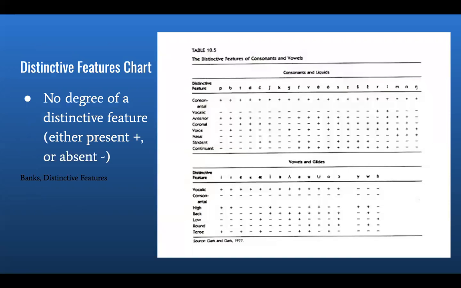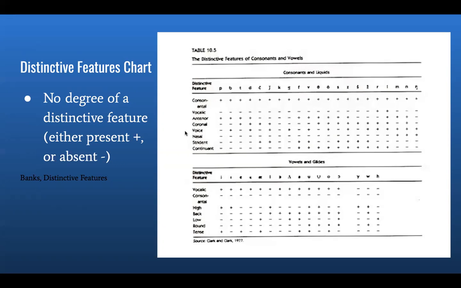So here's a chart of distinctive features. On the top half, you see consonants, and on the bottom half, we see vowels. On the left side, we have all the distinctive features that are listed for the consonants and for the vowels. An important thing to remember about distinctive features is that you don't have a degree of a distinctive feature. That feature is either present, shown with a plus mark in this chart, or absent, shown by a minus sign in this chart.